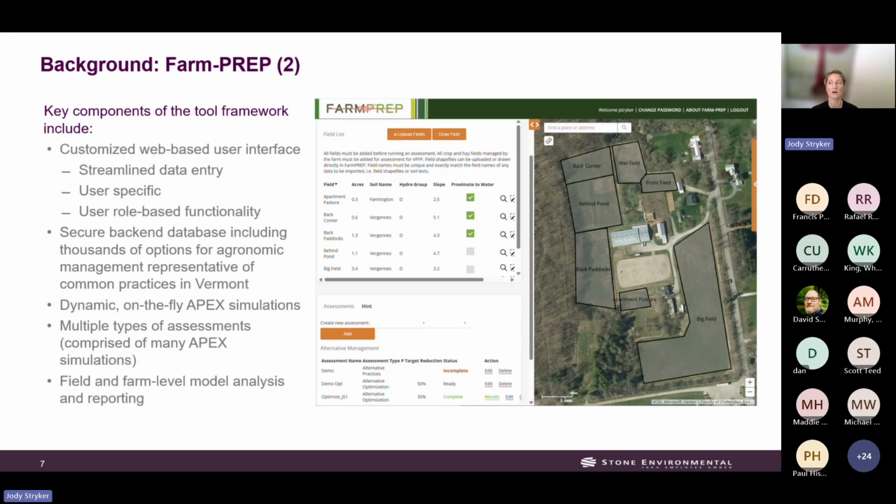The tool runs dynamic on-the-fly field scale Apex simulations using AWS Cloud Container Services. And we've established a few different types of assessments. So some comprised of many Apex simulations to help users achieve various goals in using the tool. And we've obviously built out a good bit of model analysis and reporting that happens automatically in the tool as Apex simulations get completed and allows us to report results back to the user in real time.